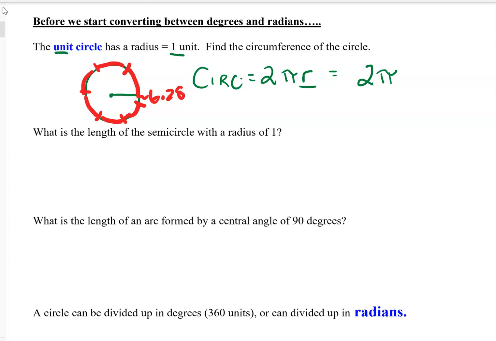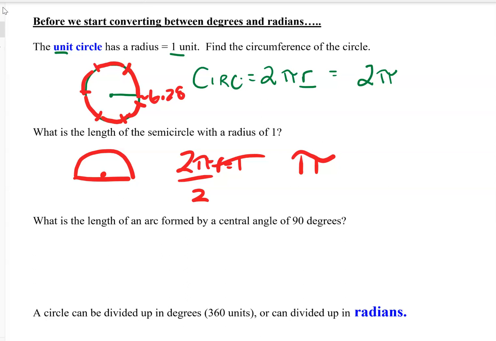The length of a semicircle of radius 1. Well, a semicircle is half of a circle. So if our entire circle's circumference is 2 pi r, then we would have 2 pi r divided by 2 to get us half of that. Our radius is just 1, so that gets removed, and we just have pi.